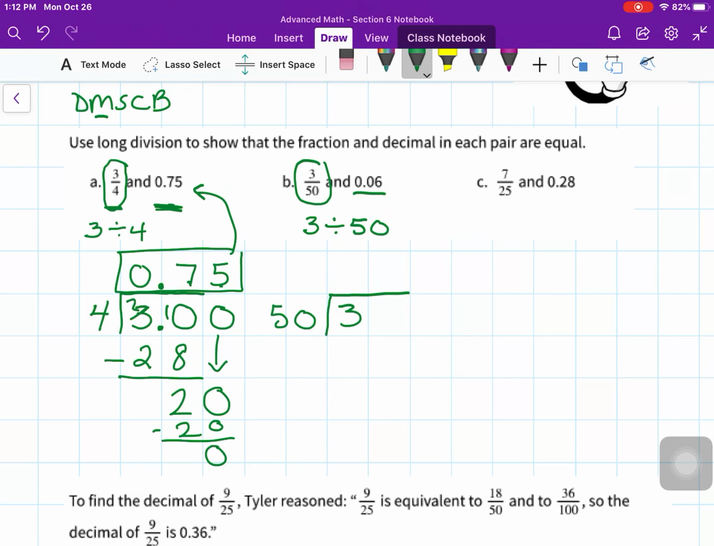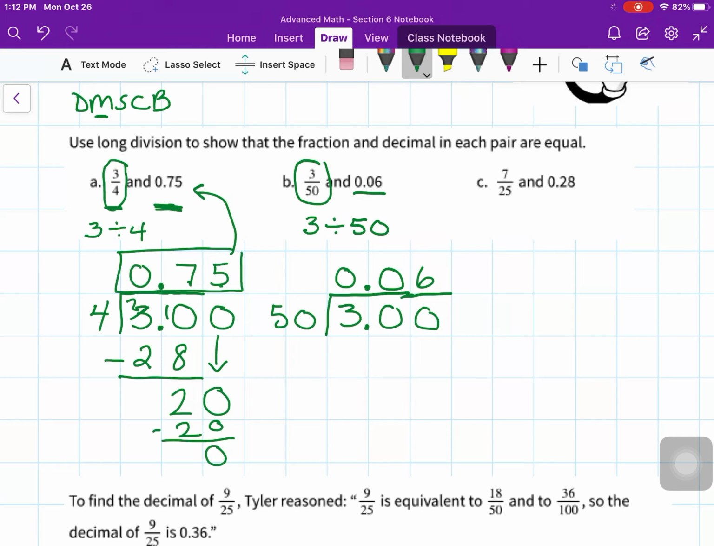Well, same problem as before. 50 is larger than 3, so I'm going to have to add a decimal, and this time I'm probably going to have to add 2 zeros. And my decimal point goes right up into my answer. All right, so I know 50 can't go into 3, and 50 can't go into 30, but 50 can go into 300. So if I'm thinking of 5 into 30, that should be 6 times.